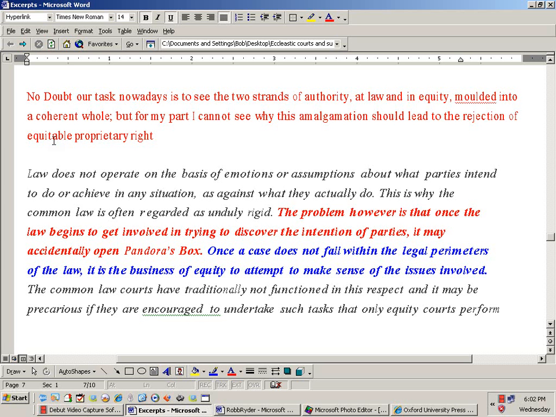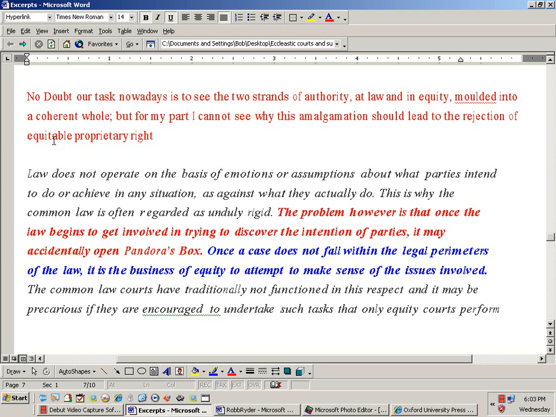No doubt our task nowadays is to see the two strands of authority at law and inequity molded into a coherent whole. But for my part, I cannot see why this amalgamation should lead to the rejection of equitable proprietary right. Okay, so it still exists. The law does not operate on the basis of emotions or assumptions about what the parties intended to do or achieve in any situation as against what they actually do. This is why the common law is often regarded as unduly rigid. The problem, however, is that once the law begins to get involved in trying to discover the intention of the parties, it may accidentally open Pandora's box.